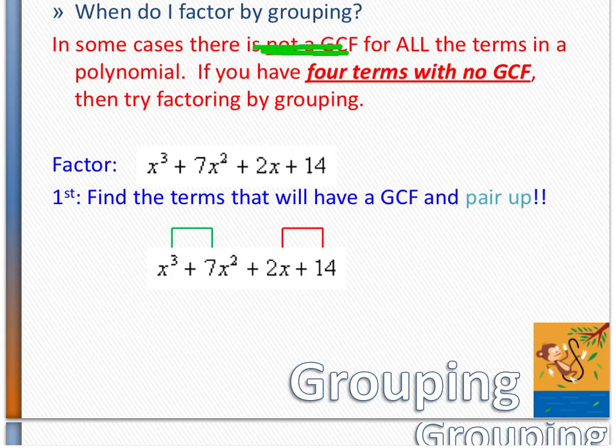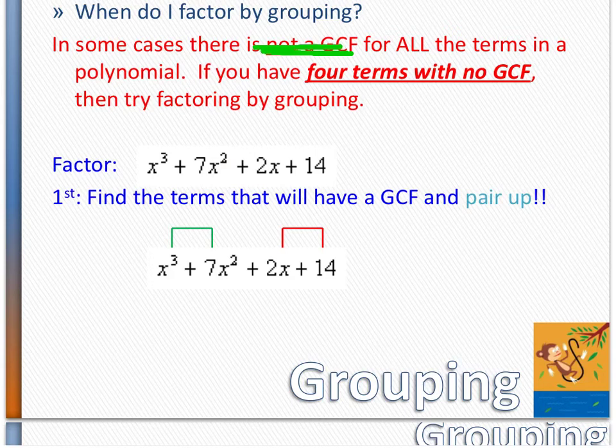So for example, I have x cubed plus 7x squared plus 2x plus 14. Now, not all of them have something in common. These guys have x's, but then 14 doesn't. 7 and 14 have something in common, but then x cubed and 2x don't have that same thing in common. 2x and 14 have something in common, and then x cubed and 7x squared have something in common. So what you do with grouping is you group things together that pair up, that have something in common.